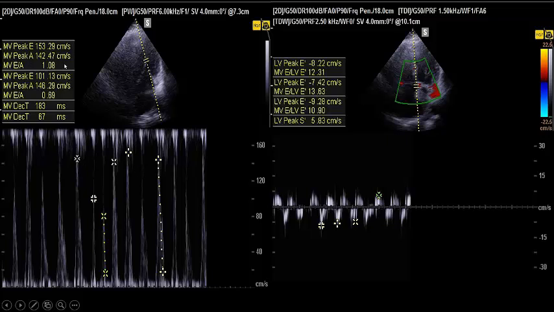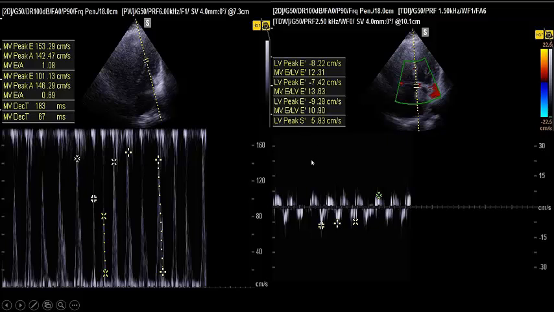Most of the E wave are above 100, the average above 100, that's 1 point. The deceleration time average is less than 160 milliseconds, another point. And when I did septal E prime here, most of the E over septal E prime is above 11, another point. So I have deceleration times very rapid and less than 160 milliseconds, 1 point. Most of the E wave velocity more than 100. Most of the E over E prime above 11.